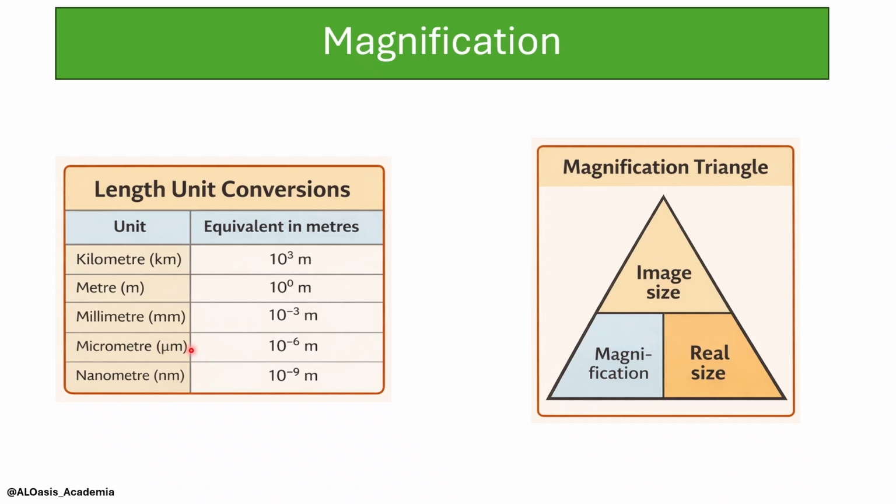And when it comes to the magnification triangle, it's just an easy way to remember the formula. So magnification equals image size over real size. Image size is magnification times real size. Real size is the image size over the magnification. It's very important that you learn these two things, as this will save you a lot of time during the exam.